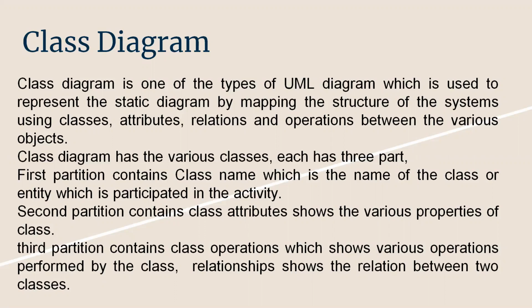Now class diagram has the various classes, and each has three parts. The first partition contains the class name, which is the name of the class or entity which participates in the activity. The second one contains the class attributes, which show the various properties of the class. The third partition contains class operations, which show various operations performed by the class. Relationship shows the relation between two classes. So there are three parts in the class diagram.